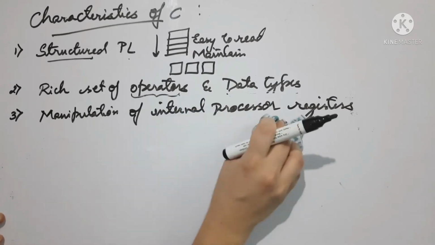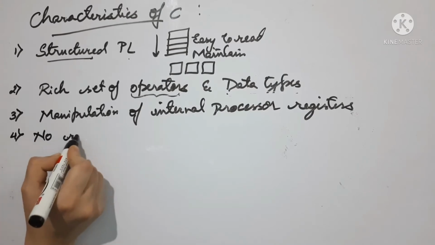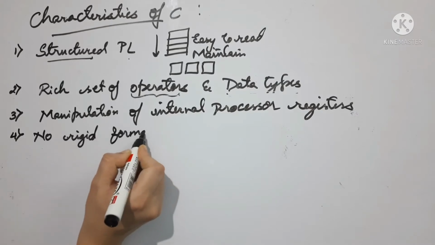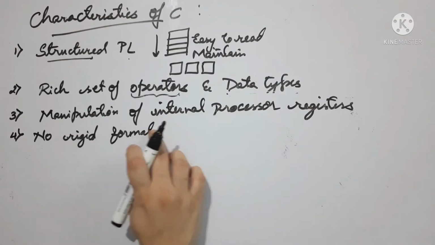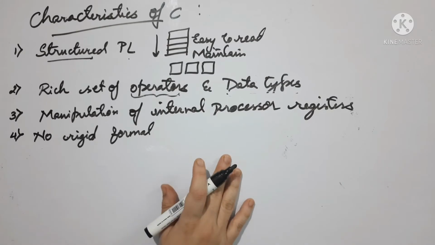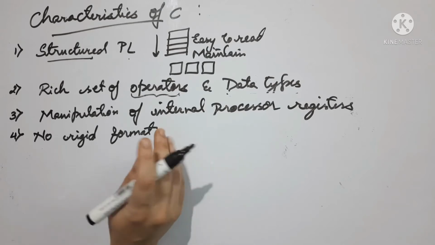The next important characteristic is there is no rigid format. No rigid format means we can write the program in just one line or in different lines. Following a certain syntax, we can write the program. There is no rigid format. This is easy and flexible.